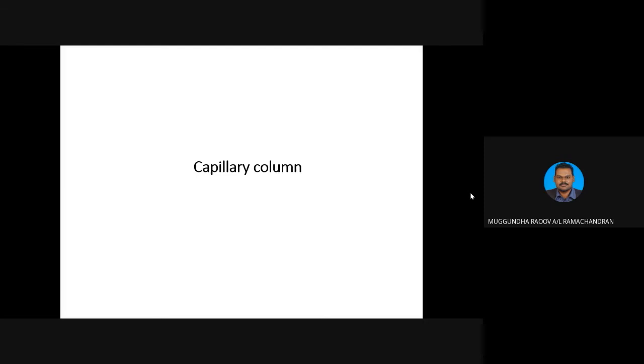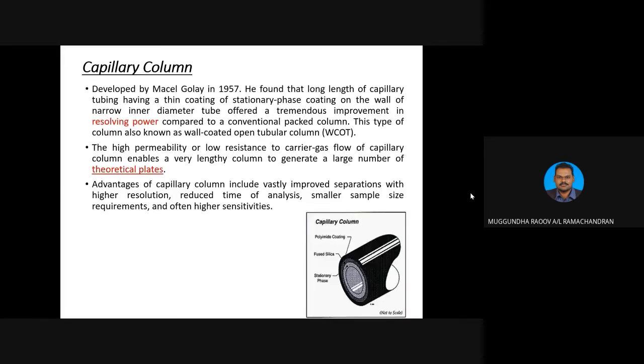So today I'm going to continue our lecture with the capillary column. Okay, class. Basically, the capillary column was developed by Marcel Golay in 1957. He found that a long length of capillary tubing having a thin coating of stationary phase on the wall of a narrow inner diameter tube improves the resolving power compared to the conventional packed column. This type of column is known as the wall coated open tubular column.